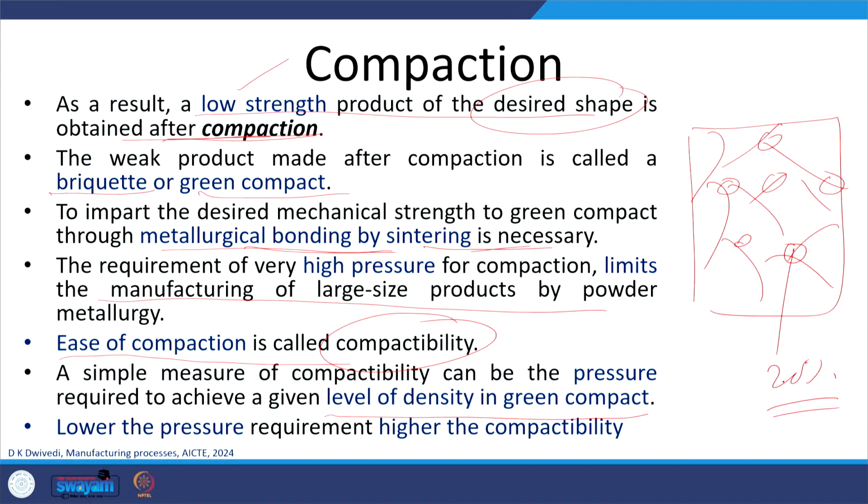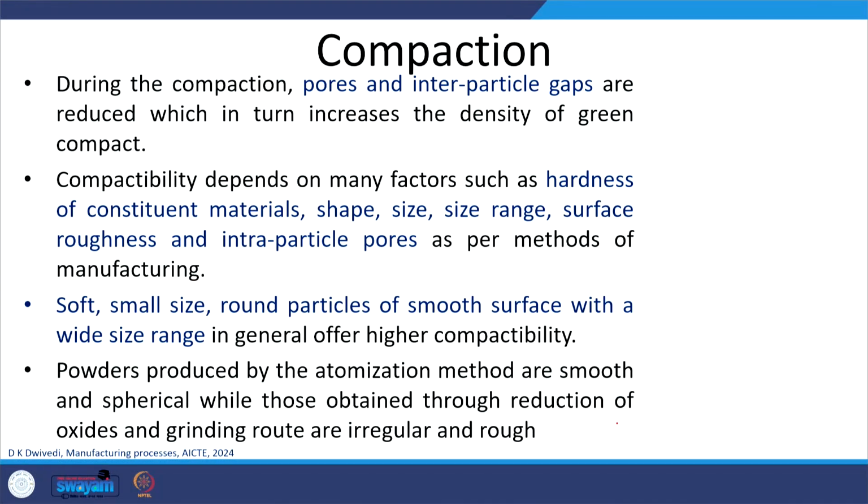Then how much pressure is required for making the green compact or briquette with 20% porosity? That pressure becomes the measure of the compactability. The lower the pressure needed to attain the desired level of porosity or density in the green compact, the higher the compactability. So, lower pressure requirement means higher compactability of the material.